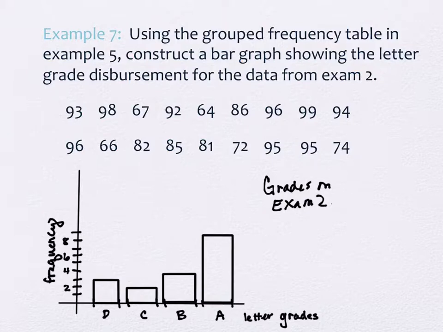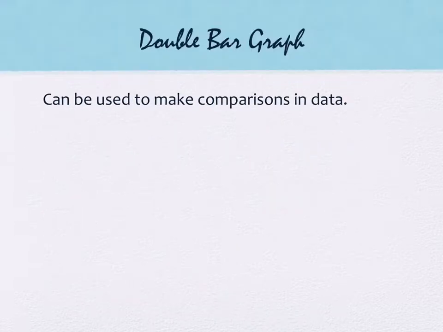Okay, so when we did stem and leaf plots, first I talked to you about a stem and leaf plot, and then I talked to you about a double-sided stem and leaf plot called back-to-back, right? Well, this is like that too. These are bar graphs, but we also have double bar graphs. Double bar graphs allow us to make comparisons in data.